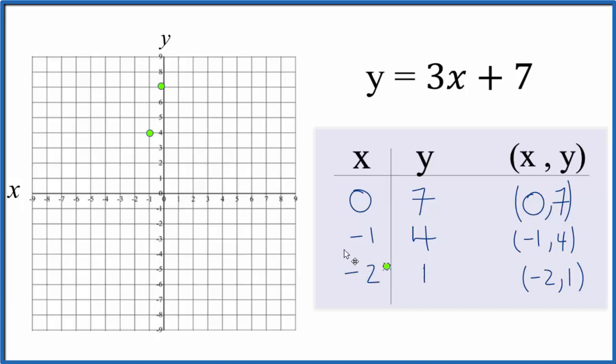So negative 2 for x, 1 for y, and you can see the line here for y equals 3x plus 7. Let's put a line through that. Put arrows to show it goes to infinity, and this is the graph for y equals 3x plus 7.